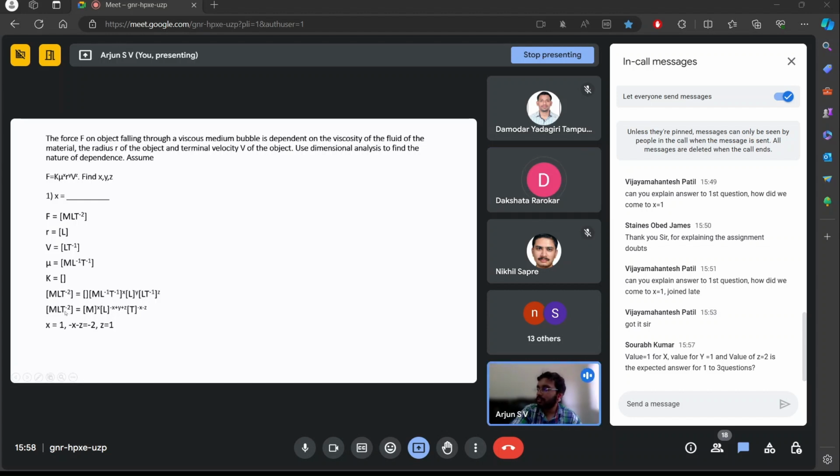In the first question, we have this MLT power minus 2 on the left hand side, and then we have all these dimensional quantities on the right hand side. So if we add up all of this, we have M power 1 is equal to M power x on this side, so x will be automatically 1. And if we take L power 1 is equal to L power minus x plus y plus z.